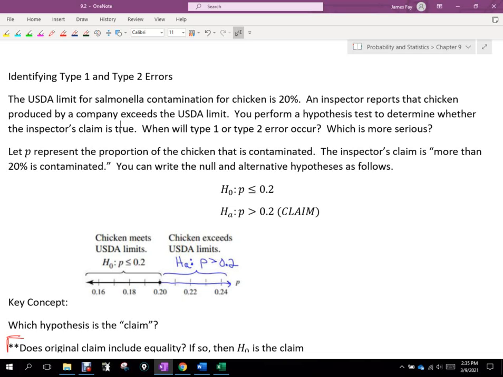It says the USDA limit for salmonella contamination for chicken is 20%. An inspector reports that chicken processed or produced by a company exceeds the USDA limit.